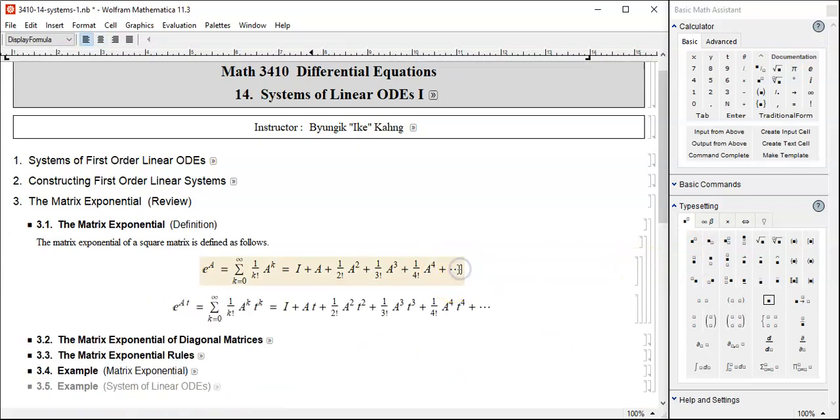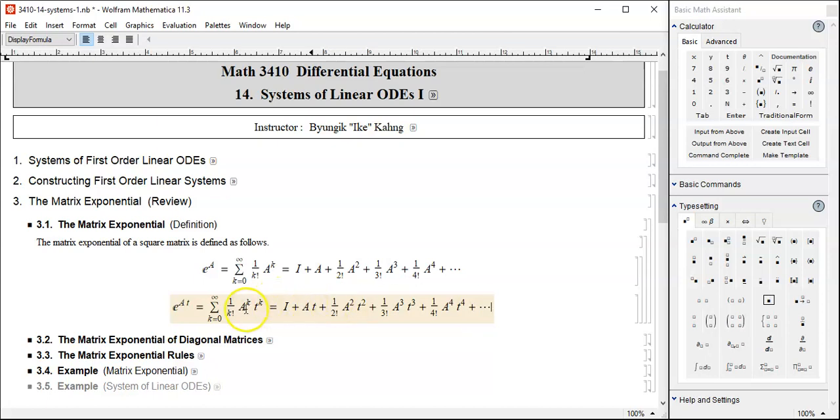Now, this may be the definition, but this is not the most useful form. This one is. Replace A by a scalar multiplication A times t. A times t or t times A, it doesn't matter. If you have two matrices, A times B is not equal to B times A in general, but this is scalar multiplication, so A times t or t times A makes no difference.